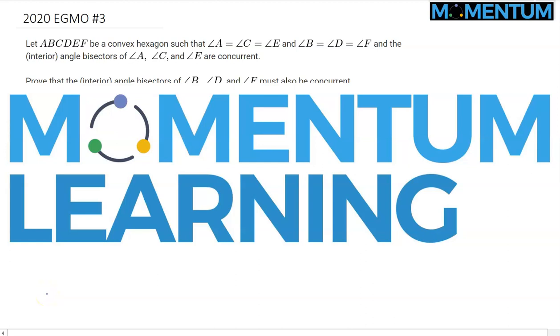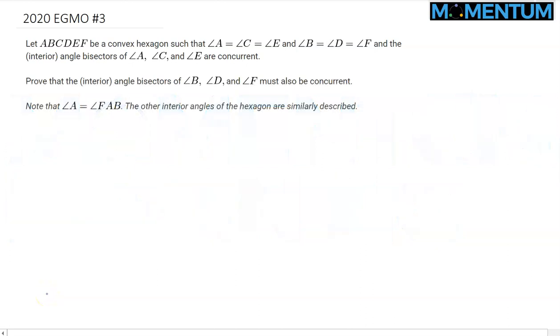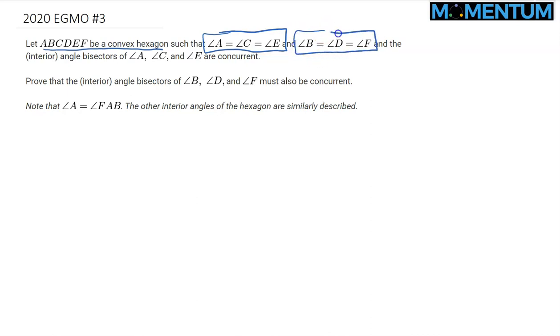This is 2020 European Girls Math Olympiad problem number 3, and here is a view of this problem. We are given a convex hexagon, and these three angles A, C, and E, as well as those three angles B, D, and F, they are all equal in that fashion. When I say angle A, what I really mean is angle FAB for that convex hexagon ABCDEF.